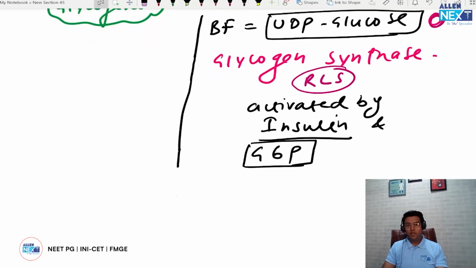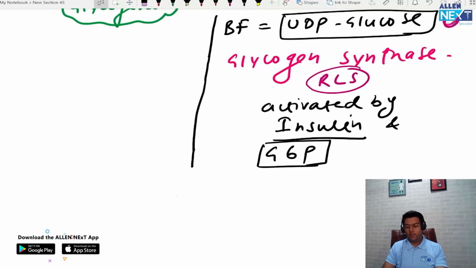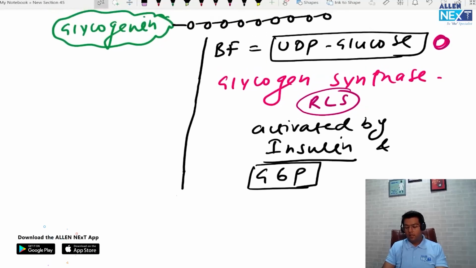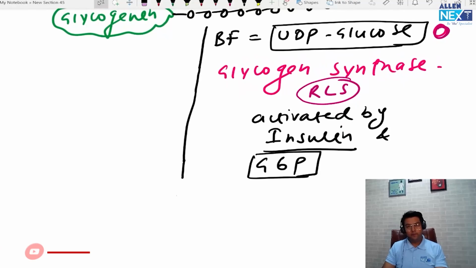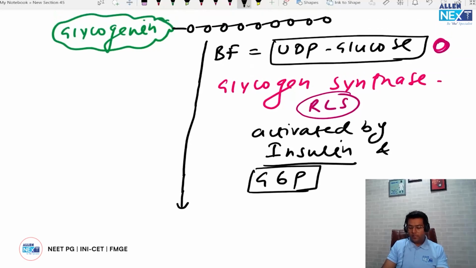So insulin and glucose 6 phosphate, these are the two things that are required for the activation of glycogen synthase. So this is the allosteric activator, guys. Okay. तो चलो आगे चलते हैं.